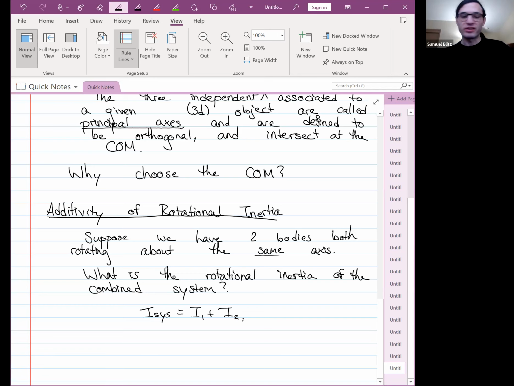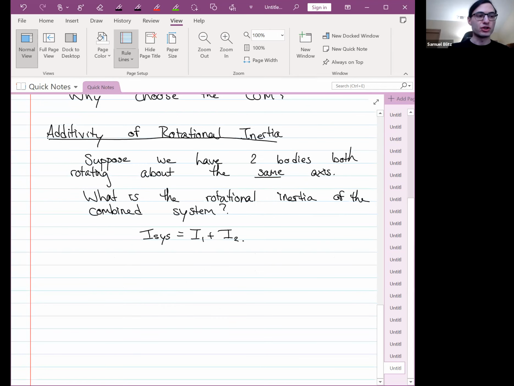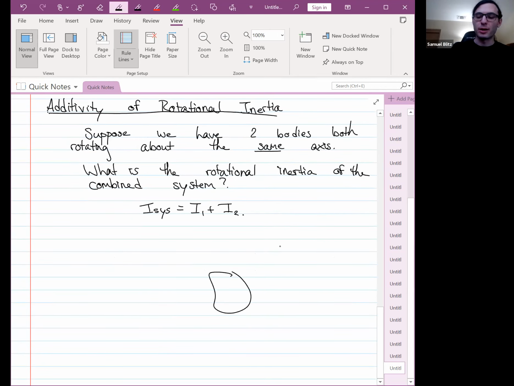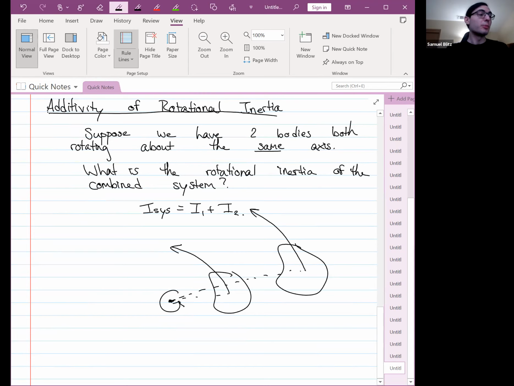So another example would be, or a picture might be, if you have a lumpy object here and you have another lumpy object here, if this object is rotating this way, and this object is also rotating that way, about the same axis of rotation, then the moments of inertia would just add together, if this is, say, I1 and this is I2, to find the moment of inertia of the whole system.